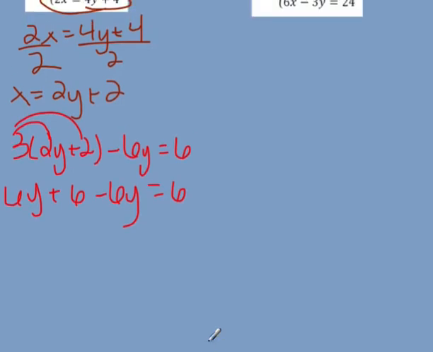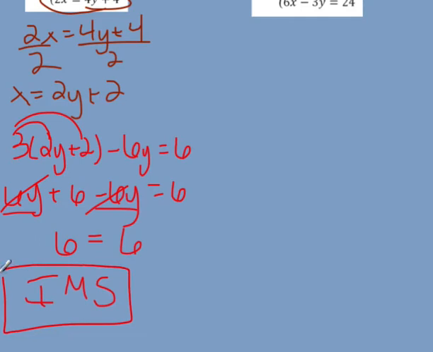Okay, so when I do that, 6y minus 6y, well, those are actually going to cancel out. So my variable is completely gone, and I'm left with 6 is equal to 6. Now that is a true statement, what we talked about earlier in the unit. So if you cancel out all your variables and what's left is true, then you have infinitely many solutions.